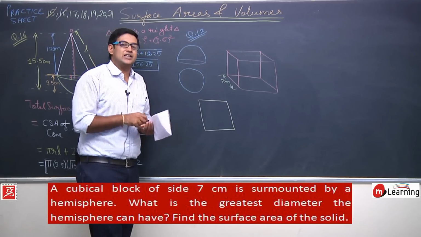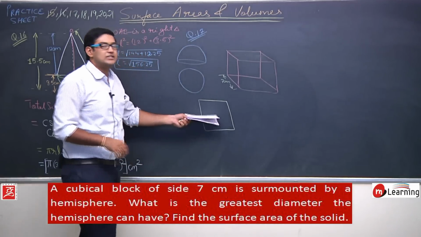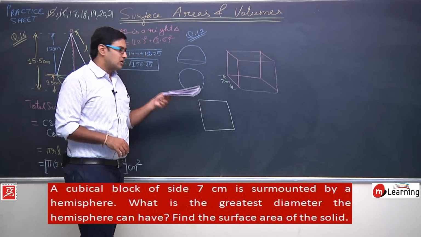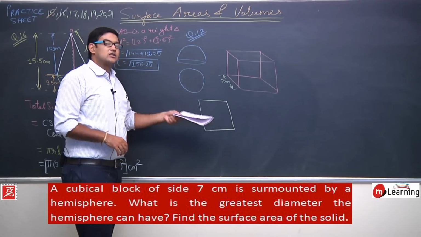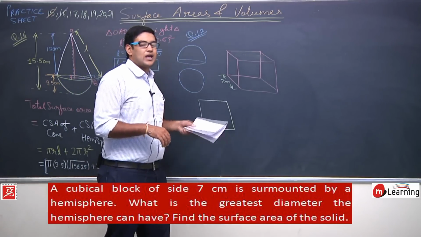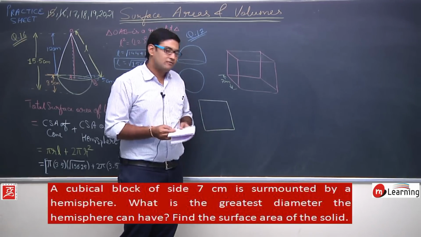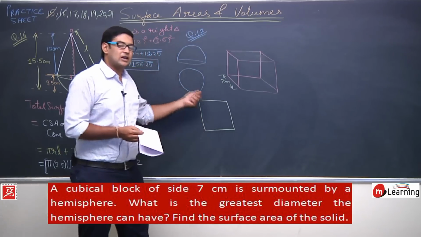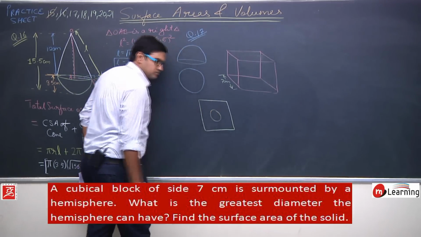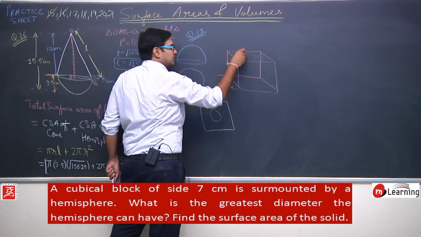Now try to understand the concept. I am surmounting a hemisphere at the top of this cubical block, that is on this square. I am trying to put a circle on this square. So we need to determine the biggest radius this circle can have when I place it on this square. See, I can put this circle like this also. I can have a small hemisphere and put it at the top like this.